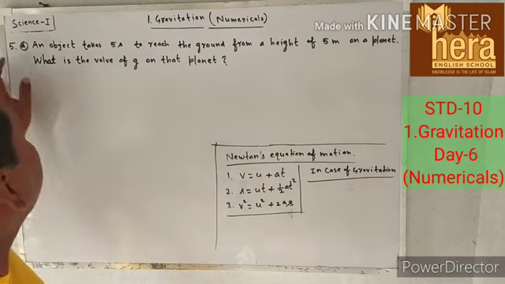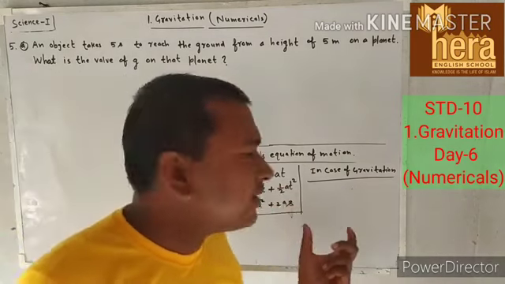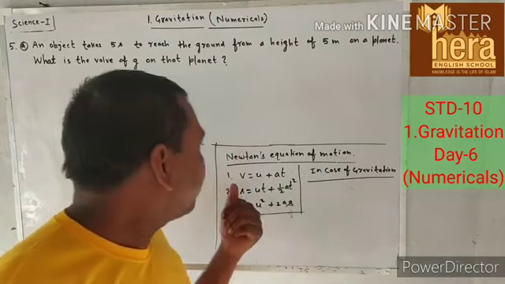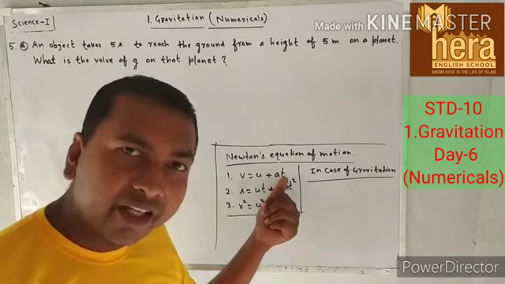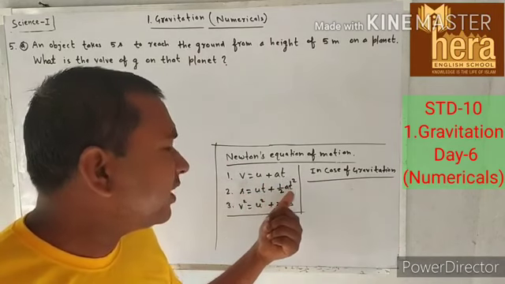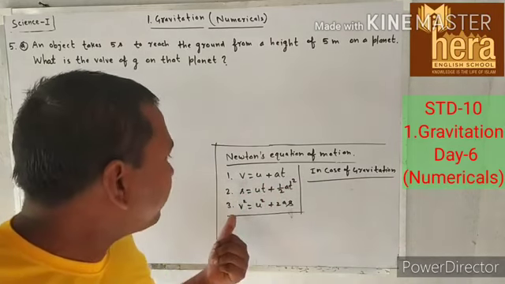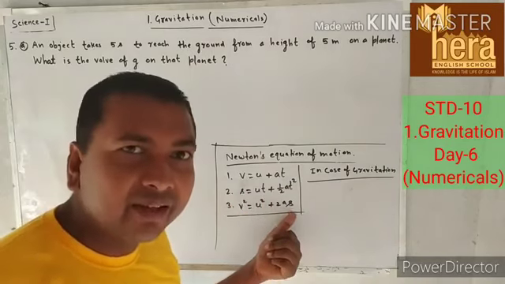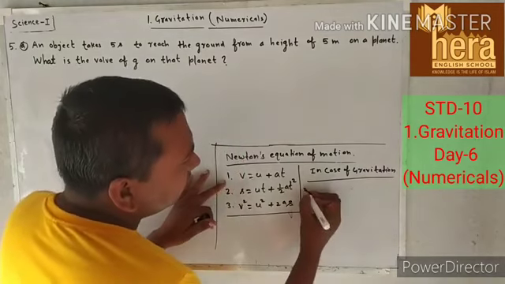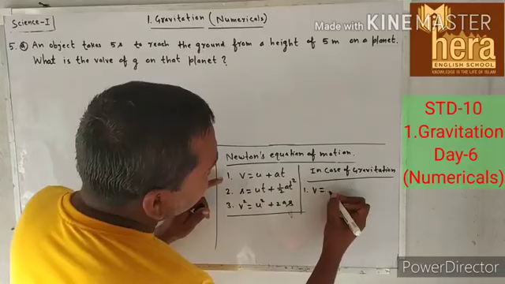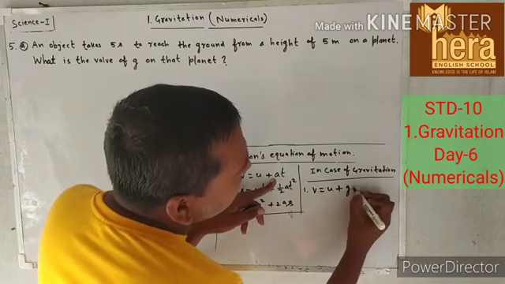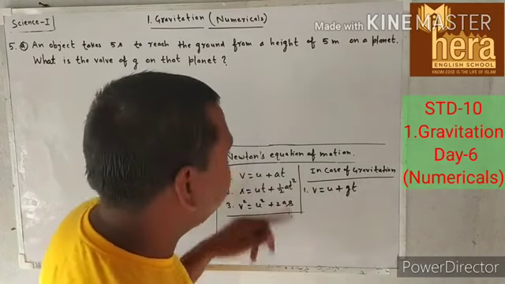Before question number 5A, some basics for numericals. Newton's first equation of motion is V is equal to U plus AT, the second is S is equal to UT plus half AT square, and the third is V square is equal to U square plus 2AS. But in case of gravitation, you have to use V is equal to U plus, at the place of A you have to use G, small g, that is acceleration due to gravity.